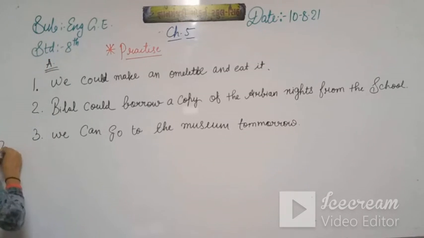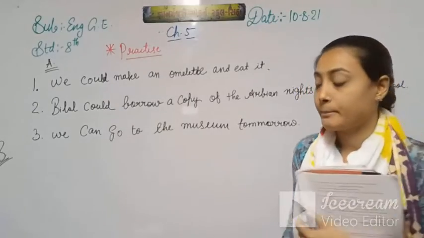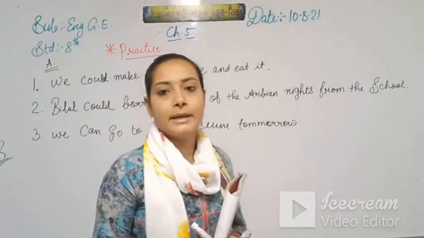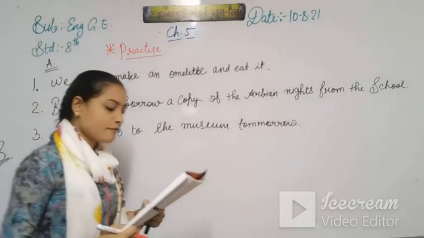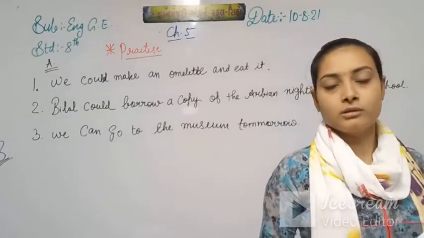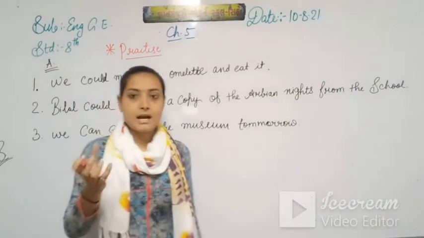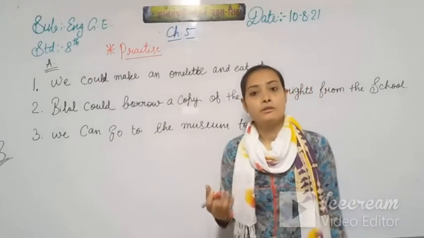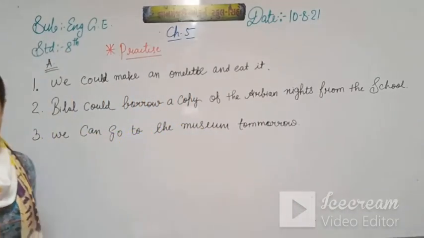Now moving further to the B1, what will you say in the following situation? Write a wish using may. Here we have to make a sentence using a modal may. Clear? So in that first one, that is your friend is moving to a new school. So we are going to give a good wish or not? We are going to give a good wish. So here we have to make the sentence as per the situation.